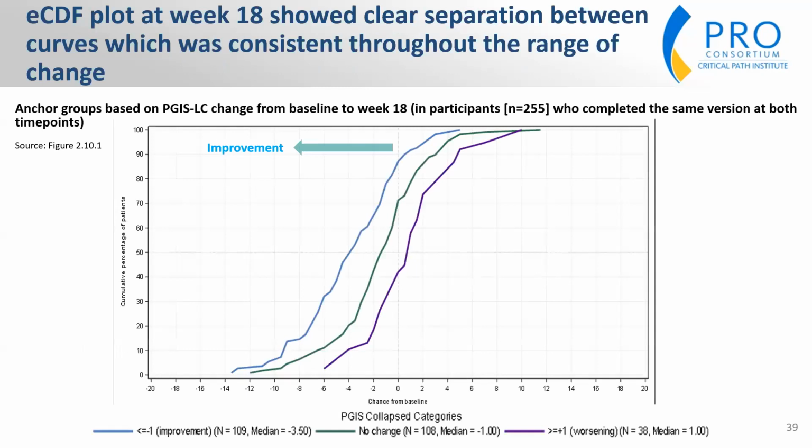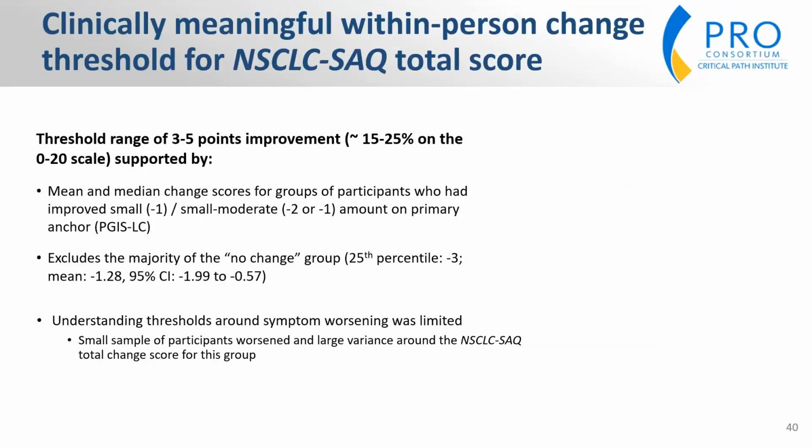We also created, in this case, I'm presenting the ECDF plots. These are ECDF plots at week 18, which showed a nice separation between the 3 curves. We have the one further to the right, to the left, indicating improvement, no change, and deterioration. So again, a really nice separation on these curves. So we can say that maybe the threshold of 3 to 5 improvement is supported by mean and median change scores for a group of participants who improved, had a small improvement or small to moderate improvement, and it excludes the majority of those who reported no change.